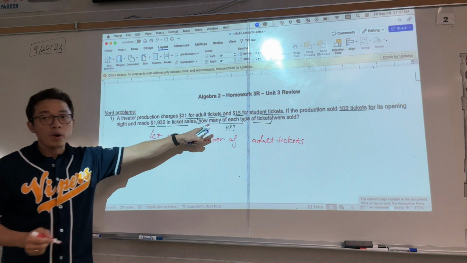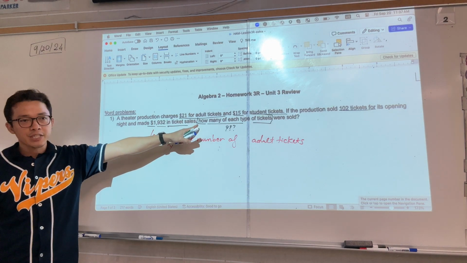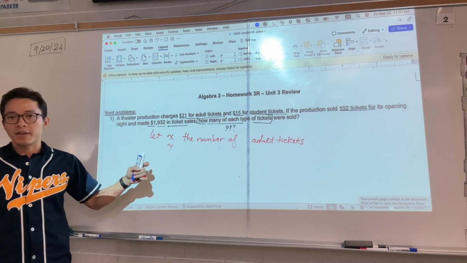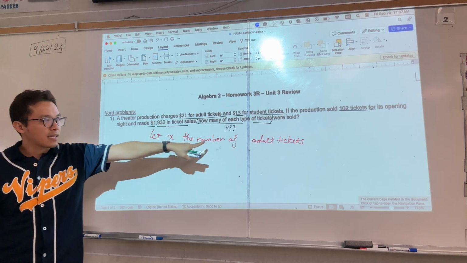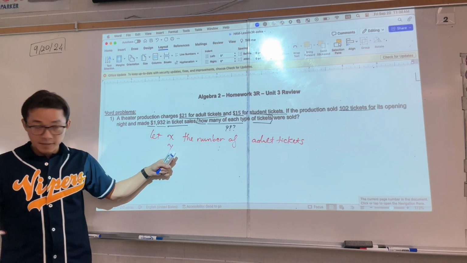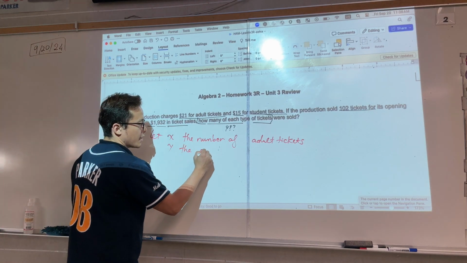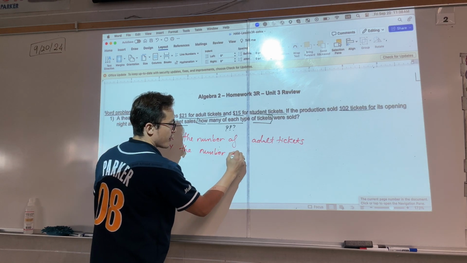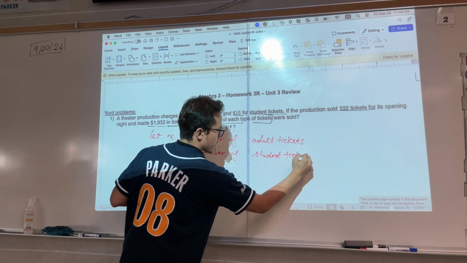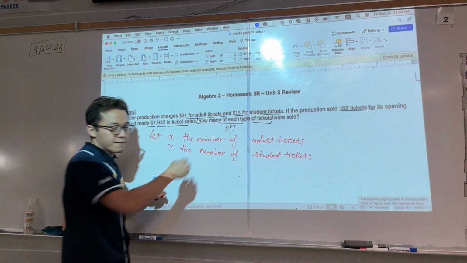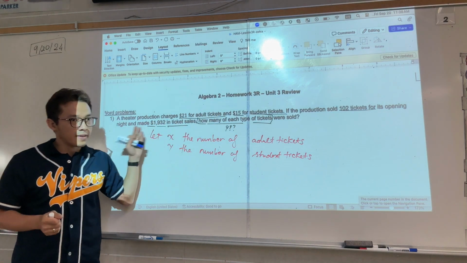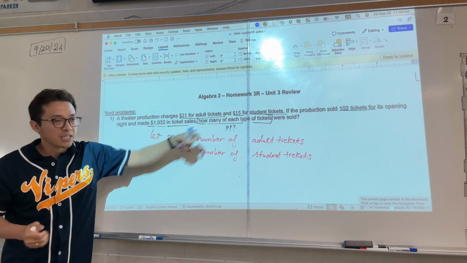So that's why I say always start from the question. What do they ask you? You're going to assign some unknown variable so that you can solve for it. Now, x is the number of adult tickets, then what is y? The number of student tickets. Yes, so y is the number of student tickets. This is the very first step you should do. You don't need to look at the numbers yet. You need to look at the question. So start from the question.